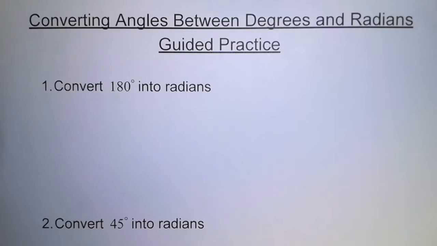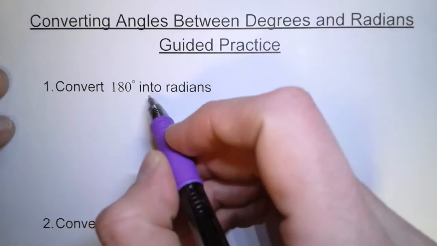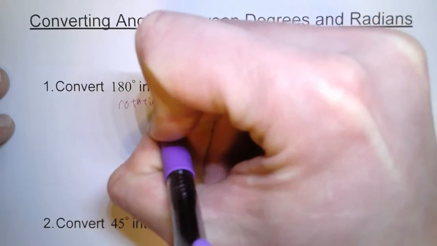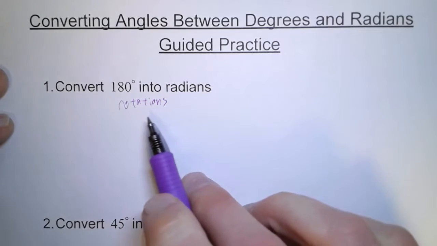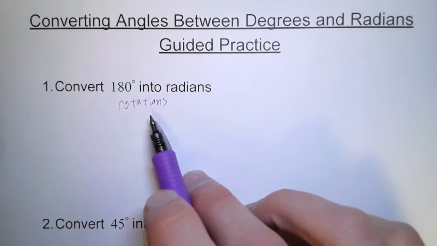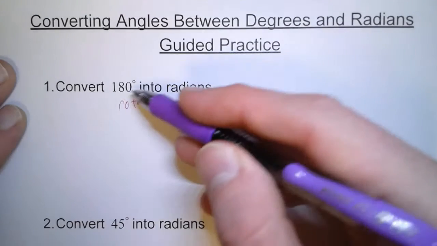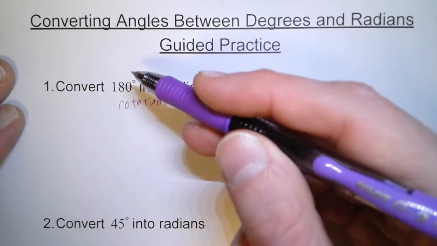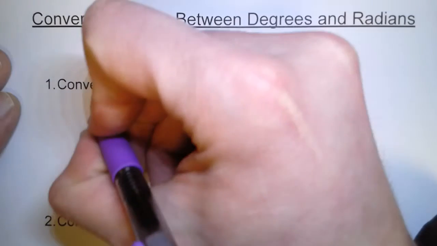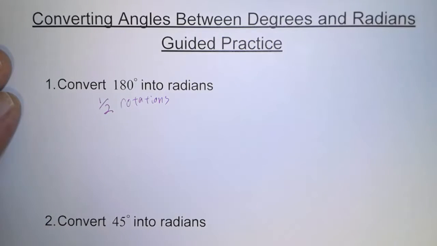So let's get started. What we're given first is an angle in degrees, and we want to convert it to radians. Before we convert it to radians, it's often helpful to ask, 180 degrees is how many rotations? Because a lot of people forget that rotations are also a way of measuring an angle, because an angle is just rotation, is all it is. If we think about it, in one full rotation there are 360 degrees. So if there's 180 degrees, that means we have 1/2 of a rotation.